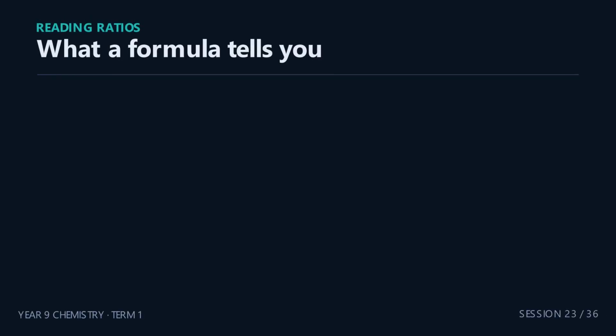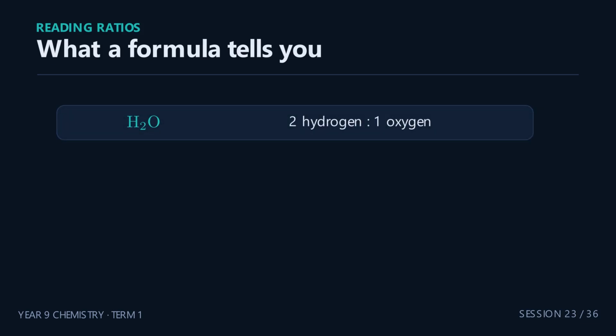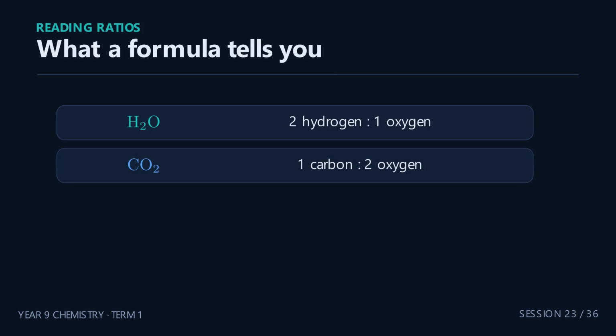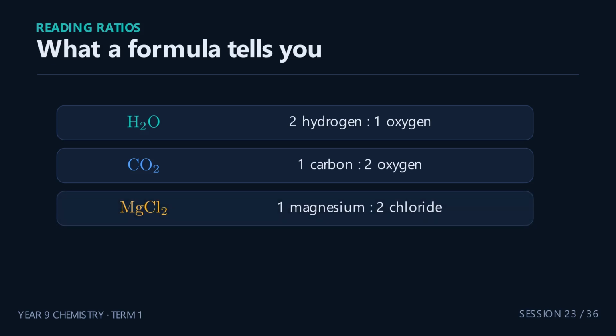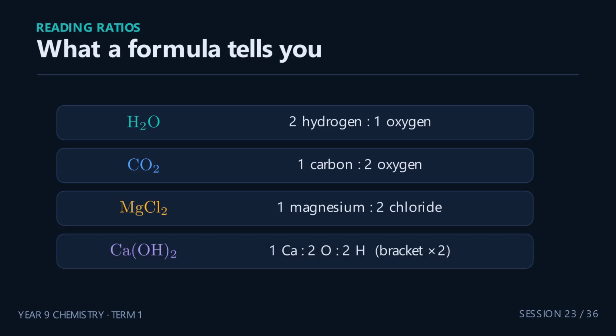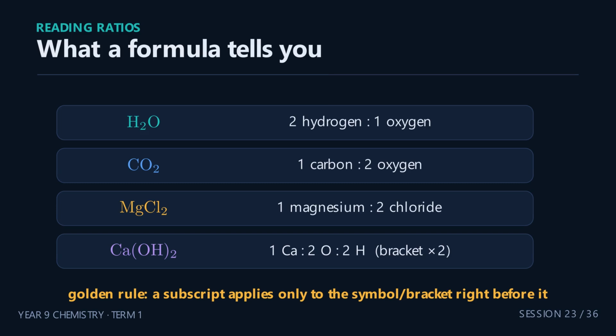Now let's read formulae. A chemical formula shows the ratio of atoms in a substance. H2O: 2 hydrogen atoms for every oxygen. CO2: 1 carbon for every 2 oxygens. MgCl2: 1 magnesium for every 2 chlorides. And here's an important one: calcium hydroxide, Ca(OH)2. That subscript 2 sits outside the bracket, so it multiplies everything inside: 2 oxygens and 2 hydrogens. The golden rule: a subscript applies only to the symbol or bracket immediately before it, nothing else.